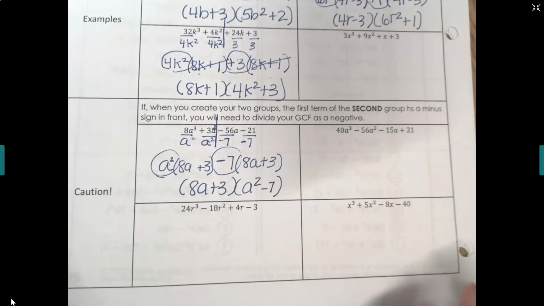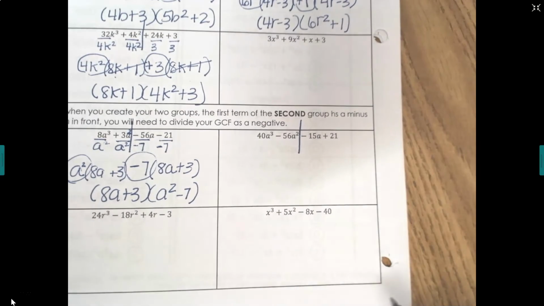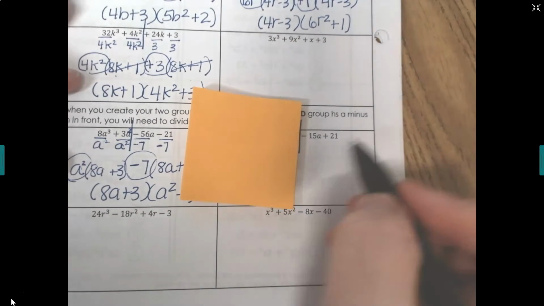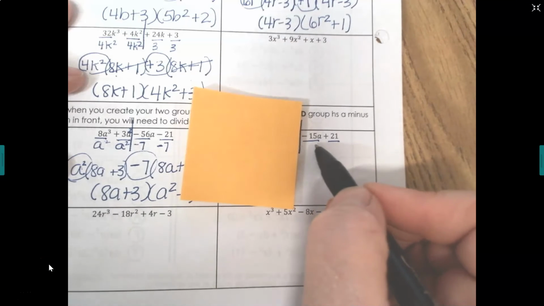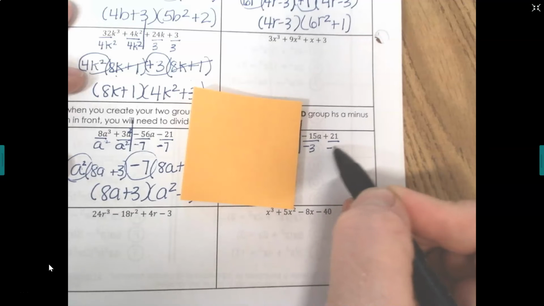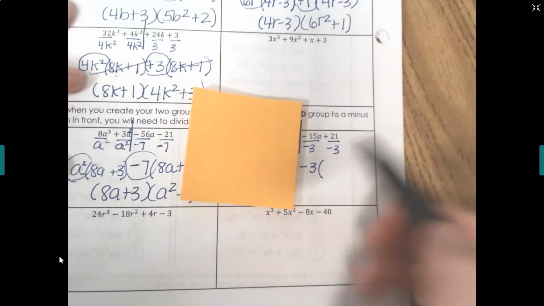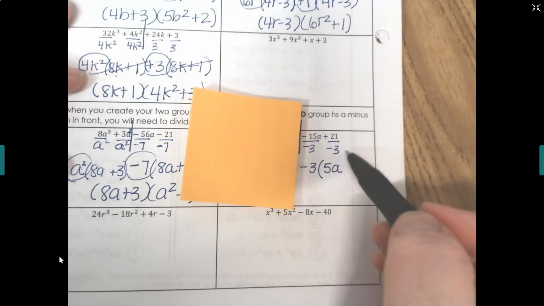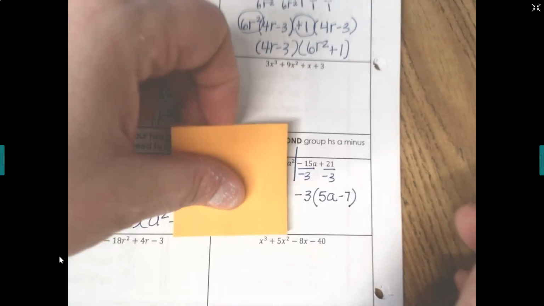Let's try that again. When I split in half between the second and third terms, that makes the second term, the leading coefficient, be negative. So that means I need to divide by a negative number. 15 and 21 have a 3 in common, and it has to be a negative 3. So I'm going to divide out a negative 3. What's left over is negative 15 divided by negative 3 is positive 5, and the a had nothing to cancel with. 21 divided by negative 3 is negative 7. So see, it doesn't matter if we started on the left or on the right.